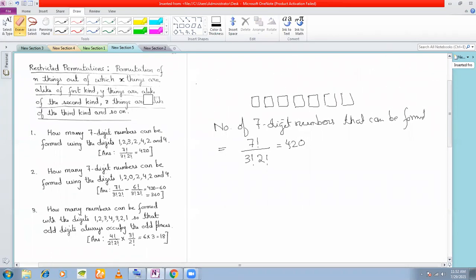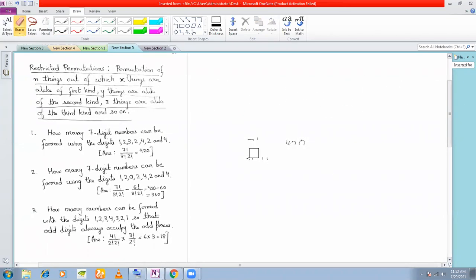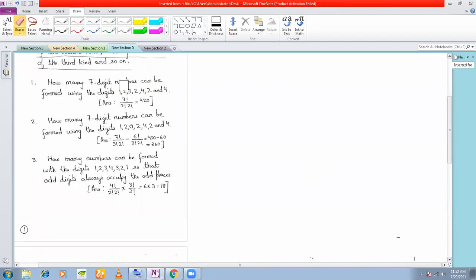Moving on to the next one. Number 2, how many 7-digit numbers can be formed using these digits? Again, the digits are given. So 7 digits are given to you. Now, in these, what are the repeated ones? This 2 is repeated thrice, and again 4 is repeated twice. You have to form 7-digit numbers.